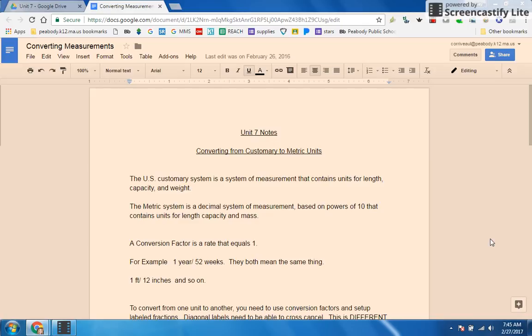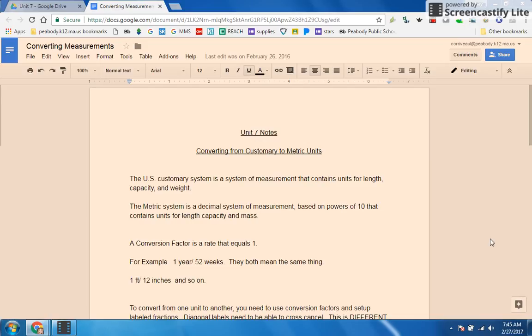So the next part of this unit is called converting from customary to metric units. This is actually kind of tricky when you first do it, but once you get the hang of the cross-canceling, it actually becomes very easy, especially since I'm going to be allowing you to use a calculator to do the actual calculations.